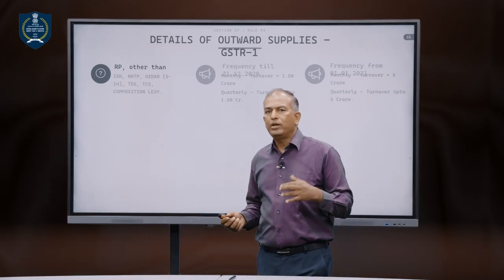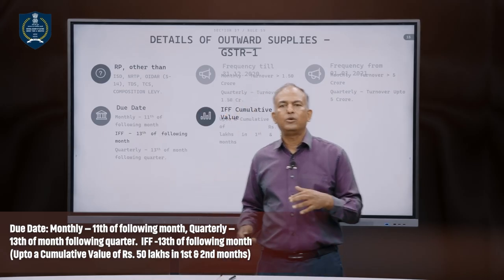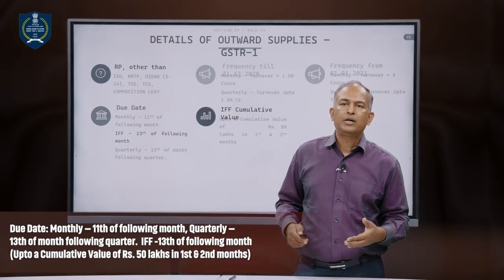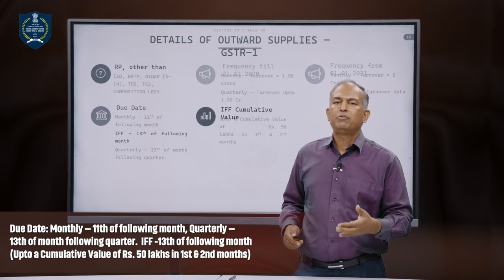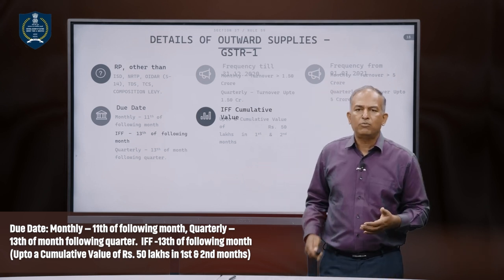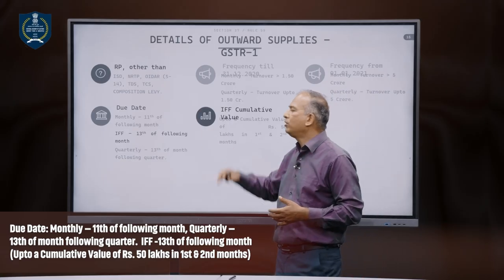Now, once you talk about the periodicity, the next aspect that you need to cover is, what is the time limit within which this monthly GSTR1 has to be filed? What is the time limit within which the quarterly GSTR1 has to be filed? The monthly GSTR1 has to be filed by the 11th of the following month.